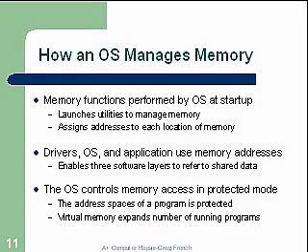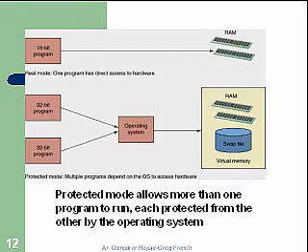The OS controls memory access in protected mode. The address space of a program is protected. Virtual memory expands the number of running programs. Protected mode allows more than one program to run, each protected from the other by the operating system. So it creates these little virtual areas so that each one is protected, and they access memory not directly but through the OS.